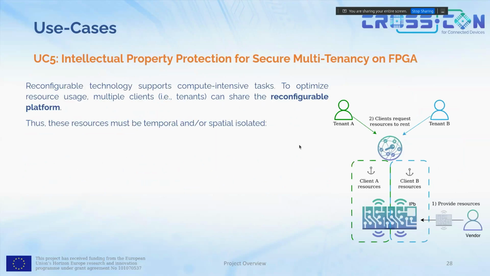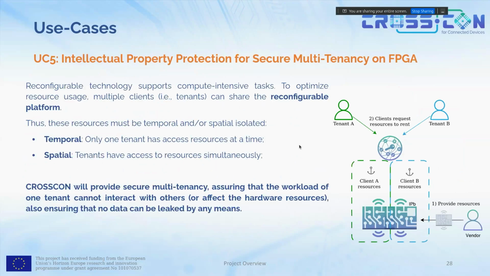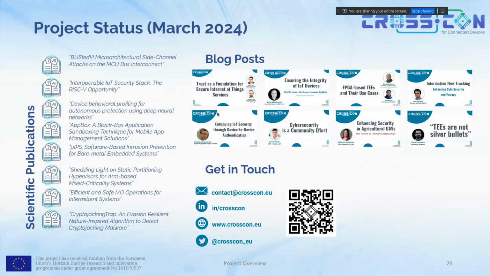Lastly, use case 5 will operate mainly on reconfigurable hardware, also known as FPGAs, by providing intellectual property protection for secure multi-tenancy. CrossCon will provide secure multi-tenancy, ensuring the workload of one tenant cannot interact with the workload of another tenant.